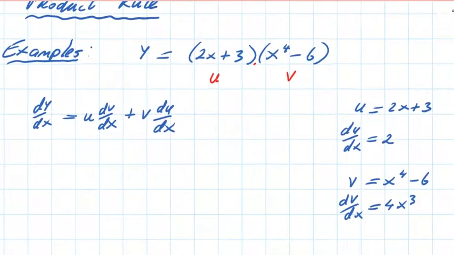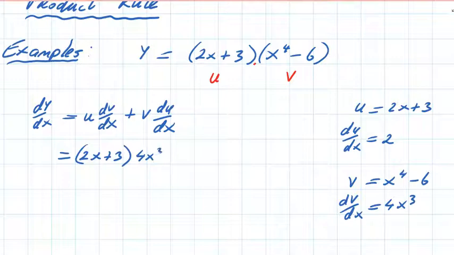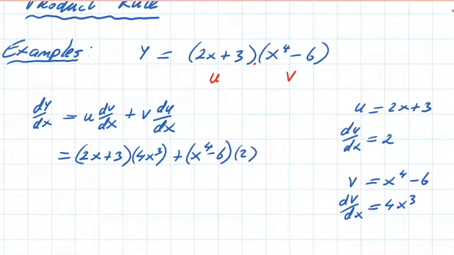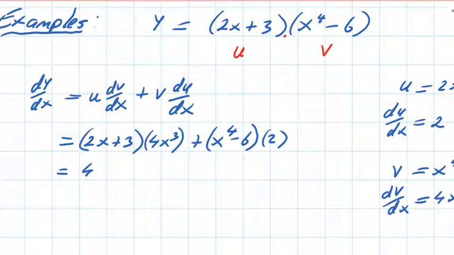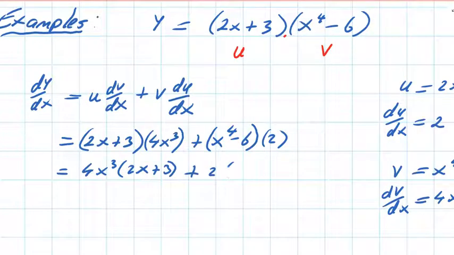So we get u, which is 2x plus 3. dv/dx is 4x cubed, plus v du/dx. So that's plus x to the power of 4 minus 6. And du/dx then is, of course, 2. And that's the answer, really. I mean, you can always tidy up, but that's more or less as simple as it gets. I suppose we could put the 4x cubed in front of the 2x plus 3. And maybe put the 2 in front here, so it's 2 into x to the power of 4 minus 6.